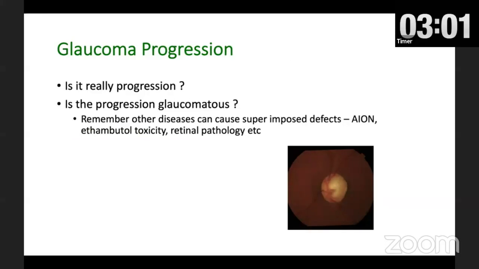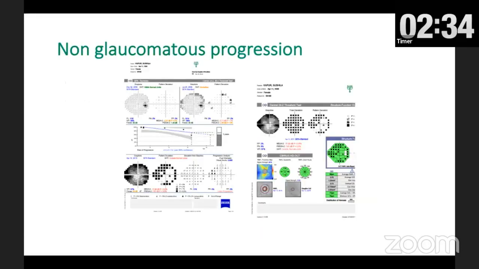But I would like to highlight another important point: you don't always have to rely only on fields, OCT, and other expensive tools, but a good clinical examination and tools like your gonioscope and your 78D can often help you detect progression. And every progression on a field test or on OCT might not be glaucomatous. So please remember, there can be other superimposed diseases like AION or retinal pathologies, which can add a defect onto the field which might not be glaucoma.